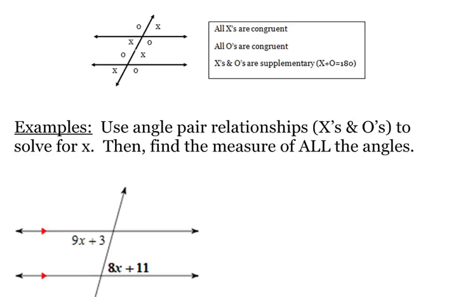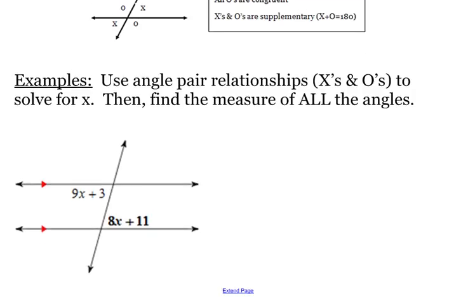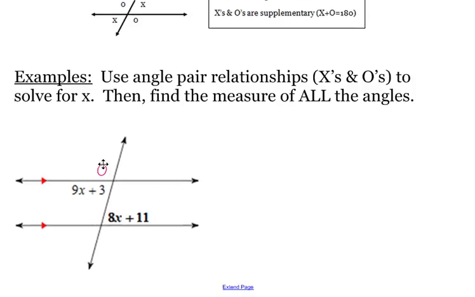So we're going to start this like we always do by labeling our X's and O's. Now if you look at my two marked angles, here and here, what do I have? An X and an X. What do you know about two X's? All X's are the same, congruent, those measures are equal. So we set our two pieces equal to each other.